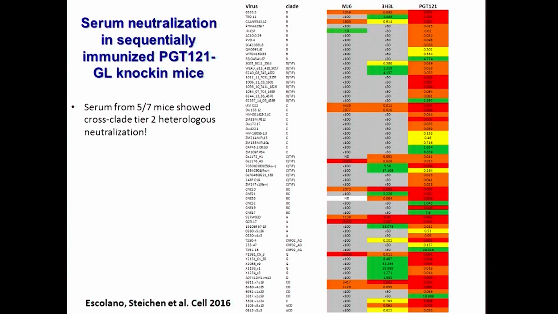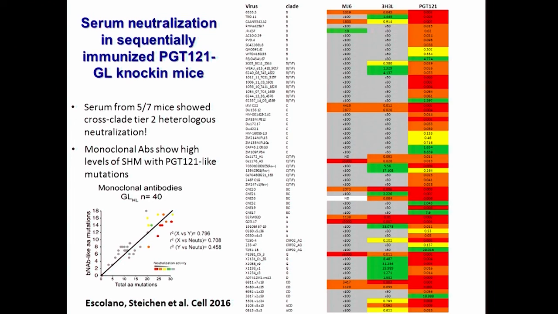And Amelia isolated the monoclonal antibodies from these mice, and she found that they were pretty highly mutated. They had up to 30 mutations, and a lot of them were PGT-121-like mutations. And the higher the mutation, the better the neutralization activity was. So that was really exciting.